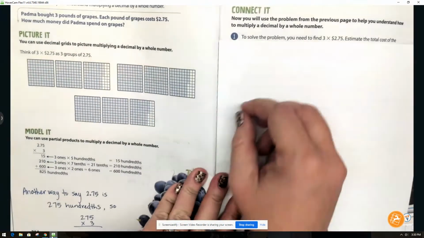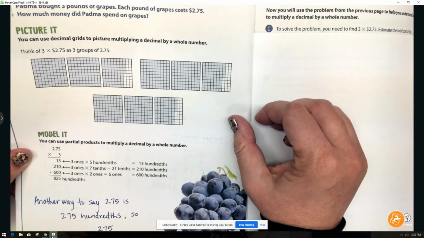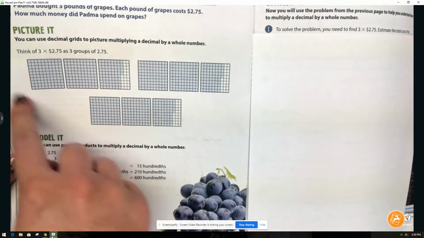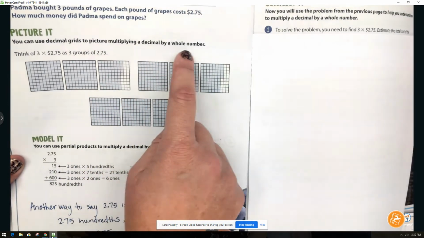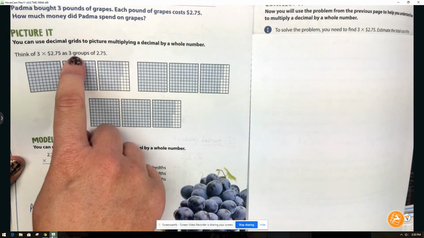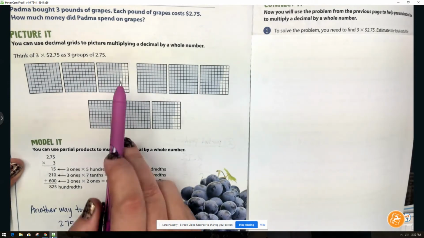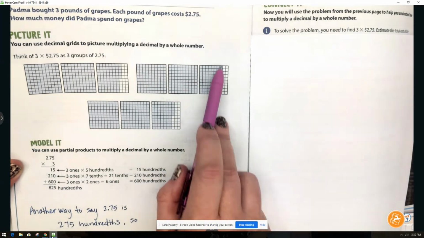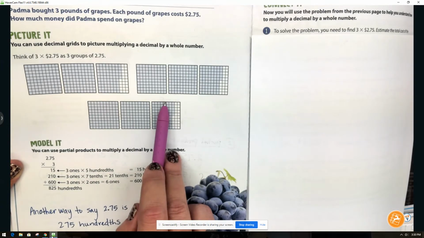On page 314, they're showing us 2 different ways that we could do this. So we have, these are called decimal grids. You can use decimal grids to picture multiplying a decimal by a whole number. Think of 3 times $2.75 as 3 groups of 2 and 75 hundredths. So here we have one group of 2 and 75 hundredths, another group of 2 and 75 hundredths, and then a third group of 2 and 75 hundredths.